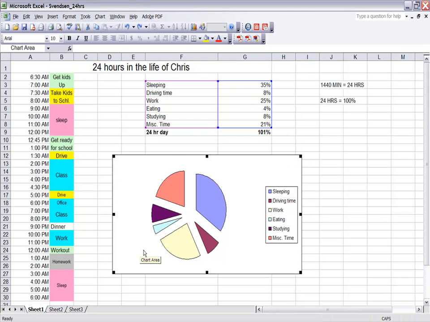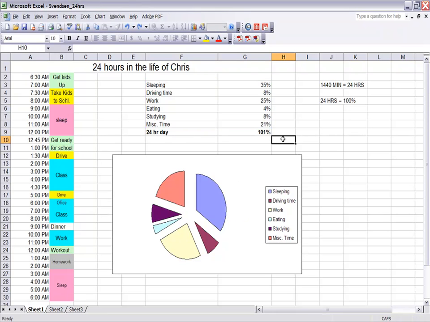If this pie chart represents one day in our life, here's how much time I spend sleeping, here's how much time I spend studying, here's how much miscellaneous time I have, here's how much time I spend working, and then of course here's how much time I spend driving. These all correlate to this legend over here, and that's what we're looking for.